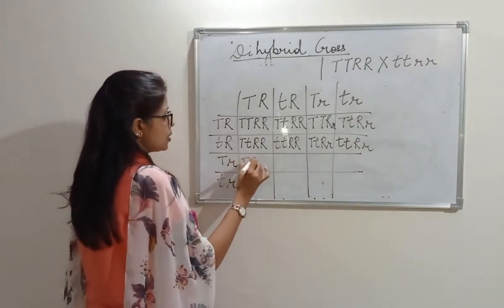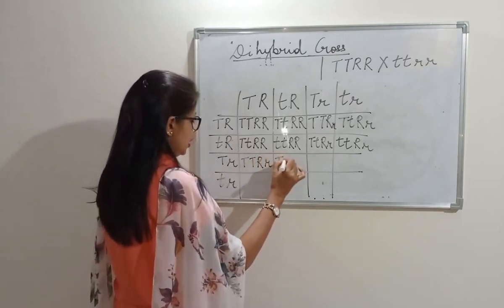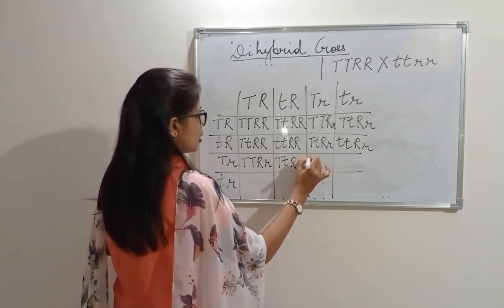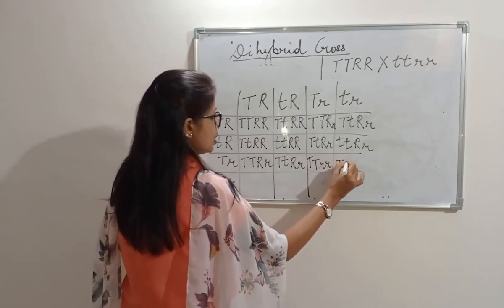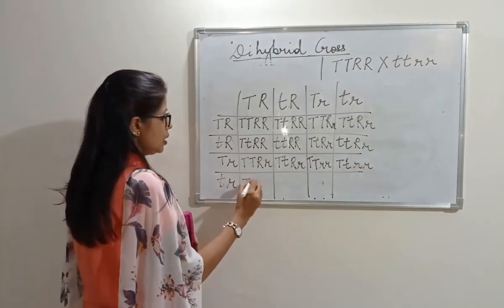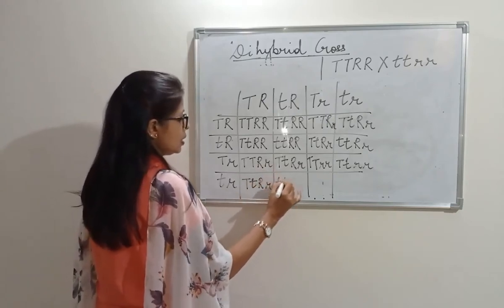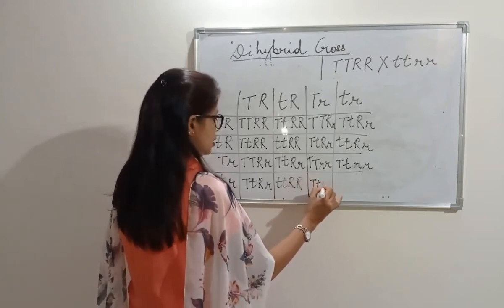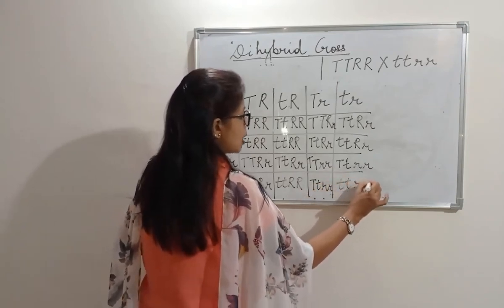So here again, capital T, then capital R, capital T, small t, capital R, small r, again capital T, small r, capital T, small r, capital T, then small t, capital R, small r, T, R, then T, R, and here T, R.